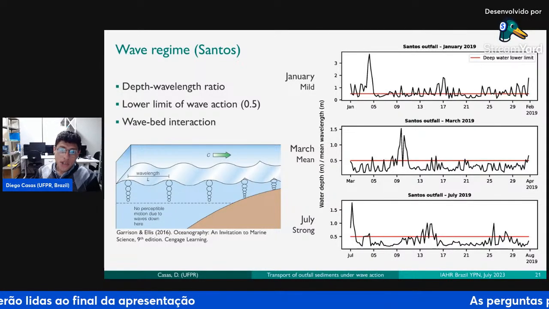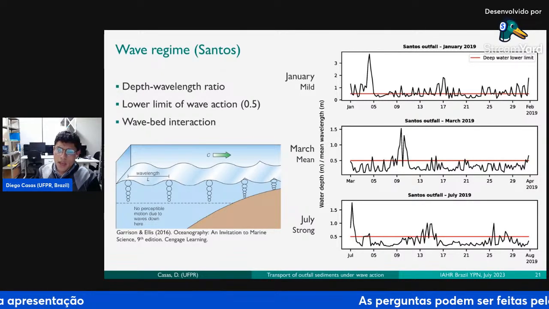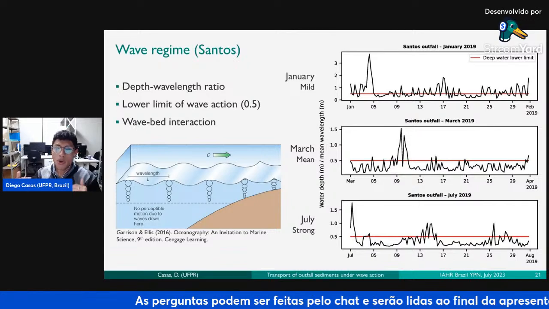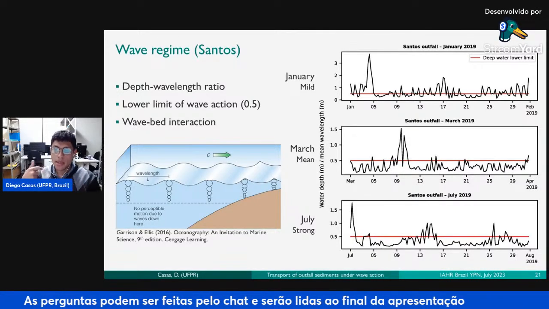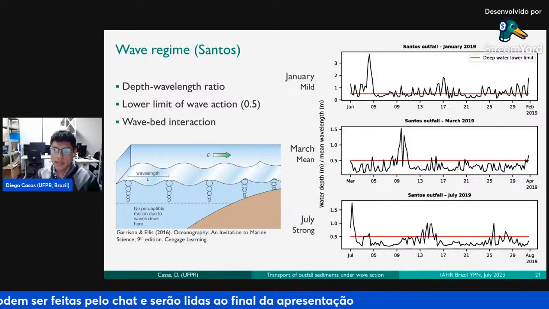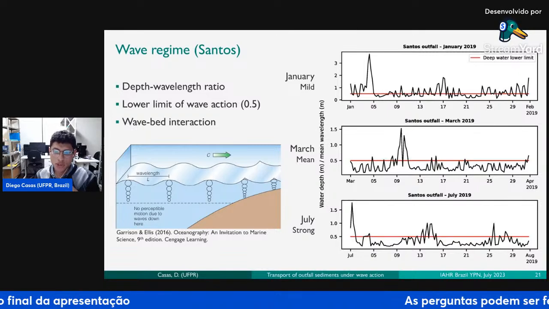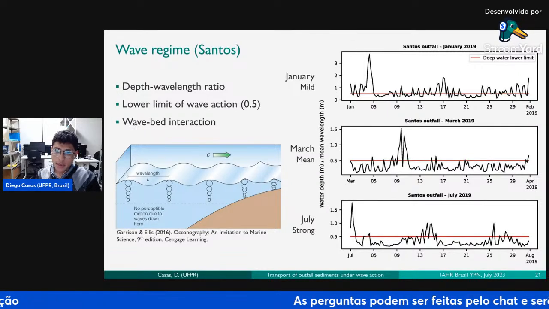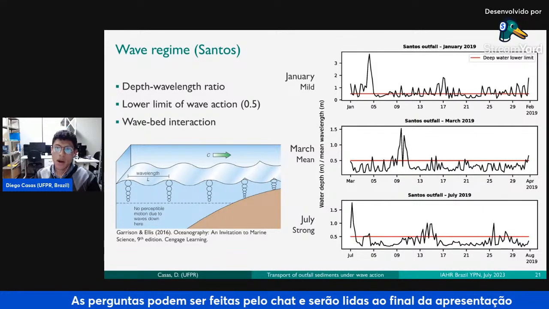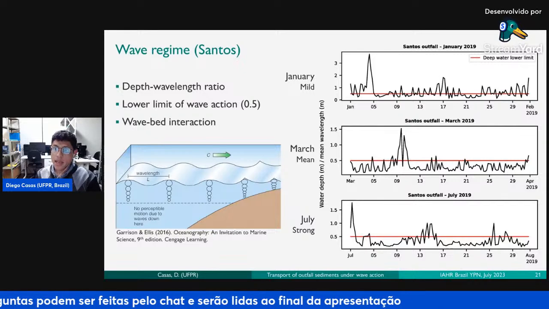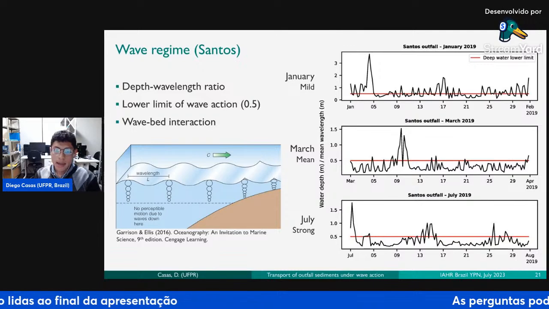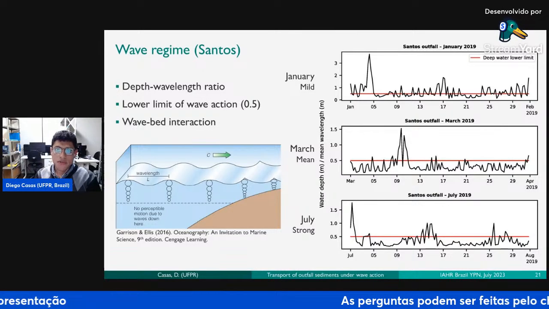For March, which has mean wave conditions, we can see that most of the time the black line is below our lower limit. So most of the time it is preventing the deposition and producing resuspension. And for July, we have very similar conditions in which most of the time this black line is below our limit. So we have again a reduced deposition and frequent resuspension events.